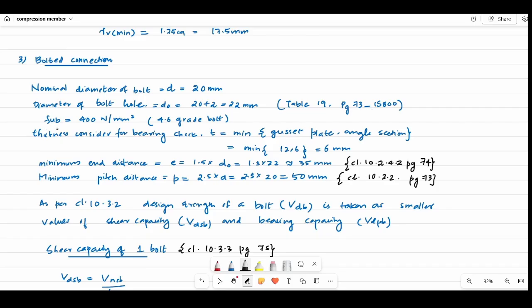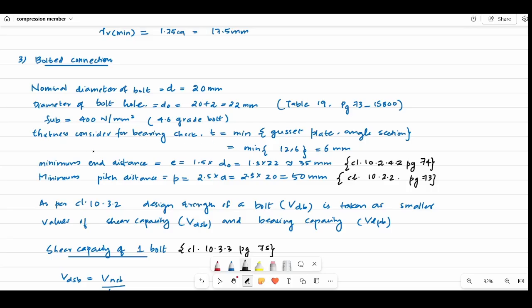Now what is the ultimate strength of the bolt? As we are using a 4.6 grade bolt, ultimate strength will be 4 multiplied by 100, then we obtain 400 Newton per mm square. Also we can use table 1. I think table 1 directly gives the values of this ultimate strength based on the grade of bolt.